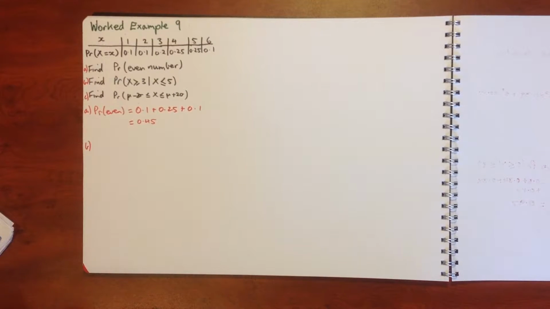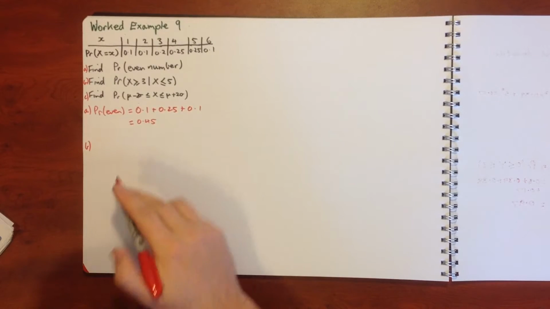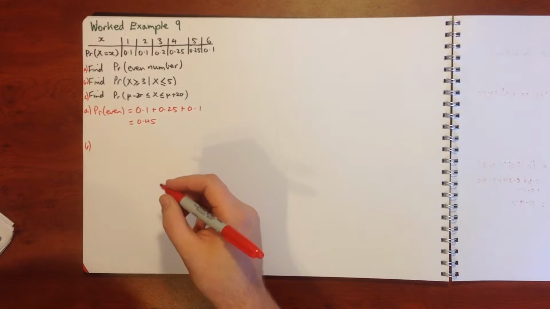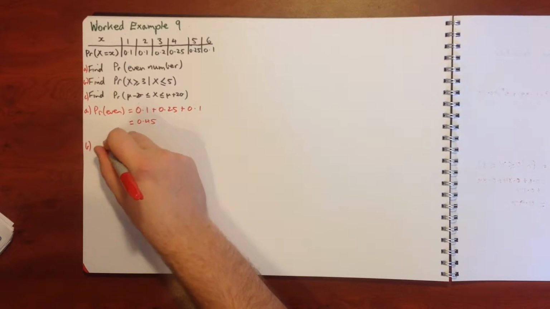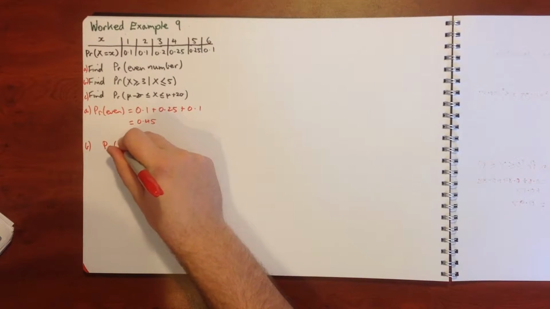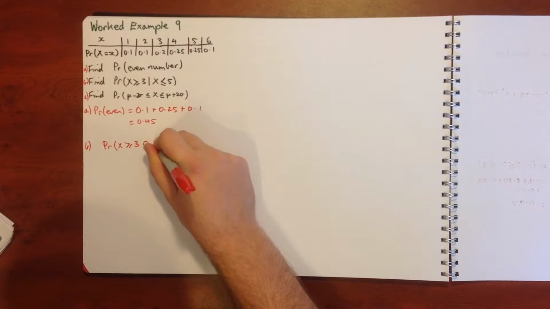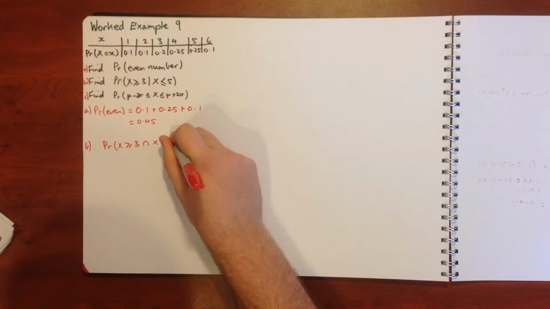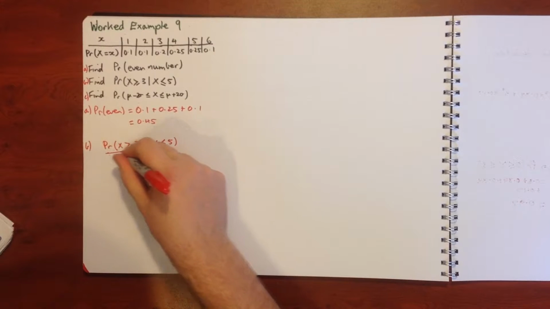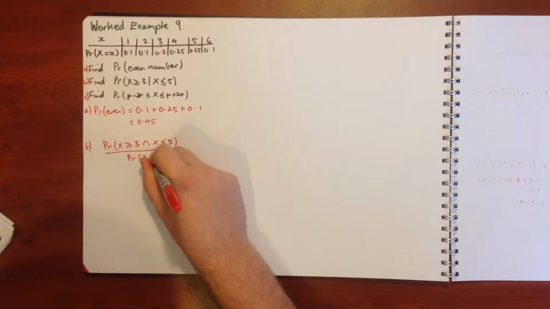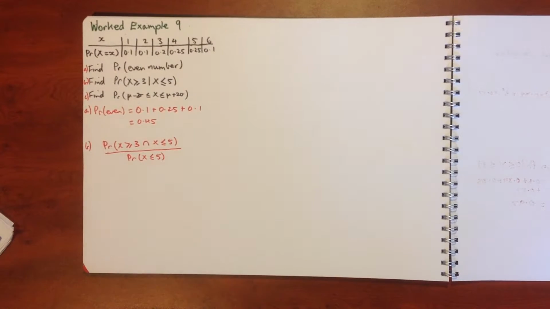Now for part B, we might need to think back a little bit to our conditional probabilities, which we studied in more detail last year. Saying that we've got the probability of x is greater than 3 given that x is less than 5, what that means is we've got the probability that x is greater than 3, intersection x is less than or equal to 5, divided by the probability that x is less than or equal to 5. That's the way our rule works for our conditional questions.